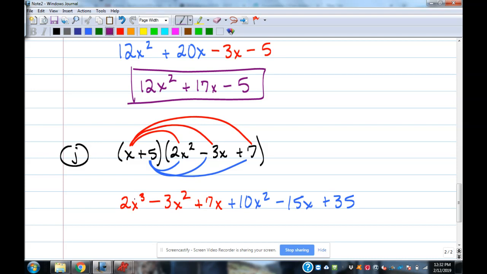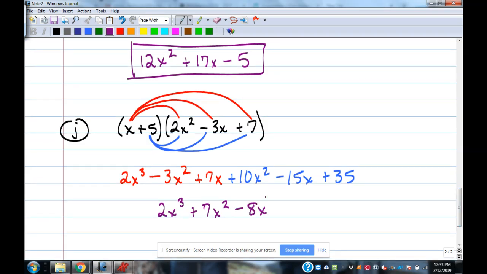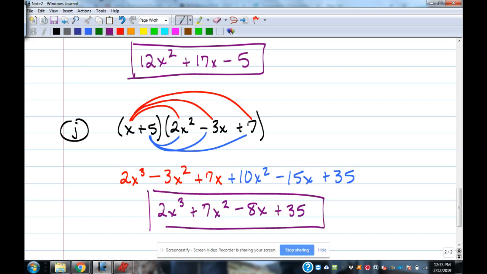Now this one's got more like terms to go together, right? Is there any other pieces that have x cubed? No, so I'm just going to write that one down. 2x to the third. Negative 3x squared. Any other x squareds? Yeah, I got this positive 10 here. So negative 3 plus 10, 7x squared. 7x. A negative 15x. So what's positive 7 minus 15? Negative 8x. Then the 35 is the only thing left over, and it doesn't have any like terms, so you're done.